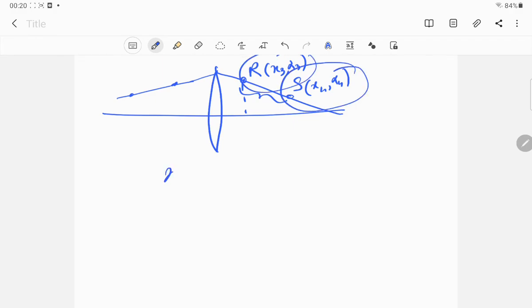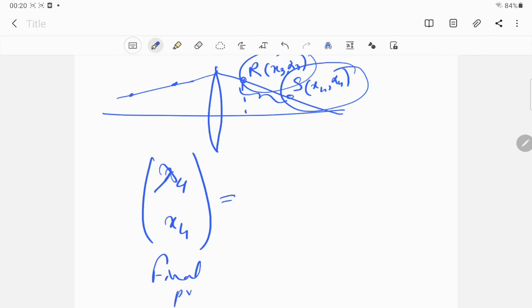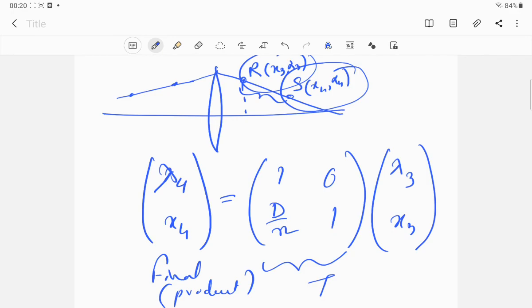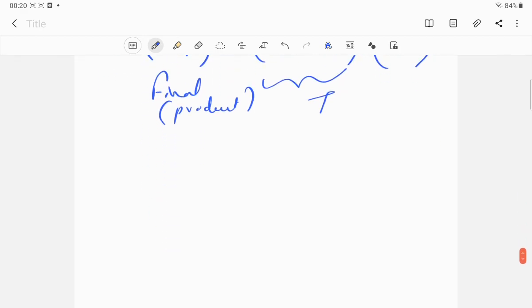So final stage, lambda 4 x4. So this is the final, okay, is equal to, or you can say that product. Okay, and it goes like that. And what is the initial stage? That is lambda 3 and x3, and obviously it is 1 0 d by n 1. So this is the translation matrix. So in this way we represent the translation in an optical system using the matrix method. So in the next video I will discuss what are the effects of reflection.